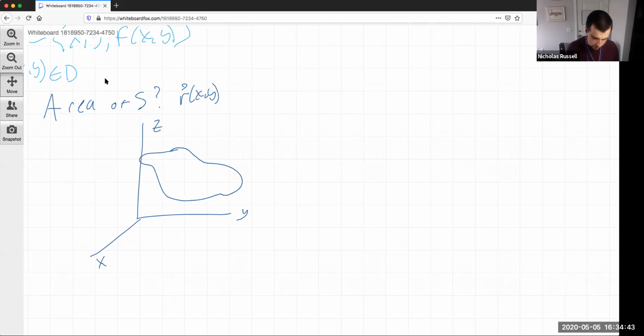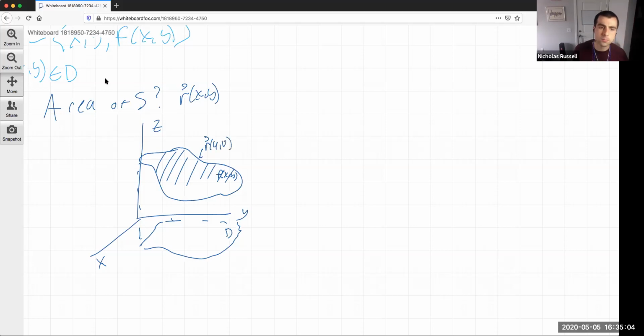So let's assume this is some f of x here. And I want to find, this is my domain D on the XY plane. And I want to find the area of this surface right here. So how can I go about doing that? Well, I have this parametrization r of u, v.